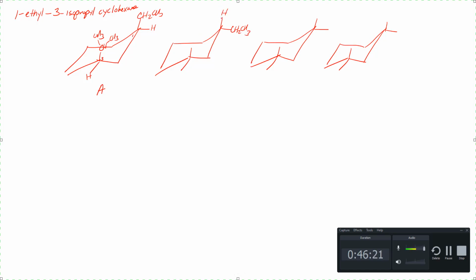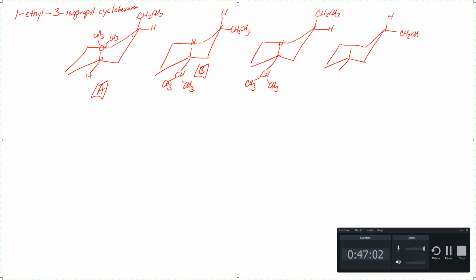The ring flip here would be to then interchange the isopropyl and the hydrogen. So there's B. And now what I want to do is actually draw the other two conformations. So why don't I keep the ethyl group like it was in A and make the isopropyl group in the same position as it was in B. And now we'll ring flip that.